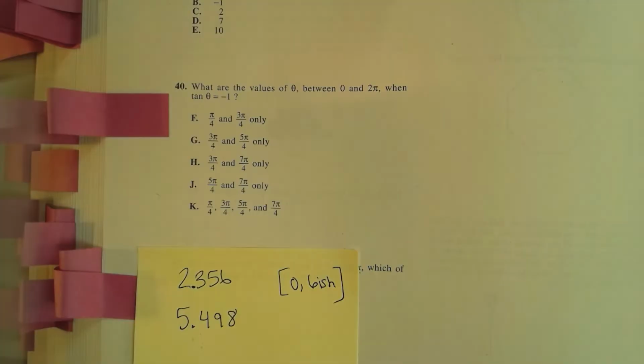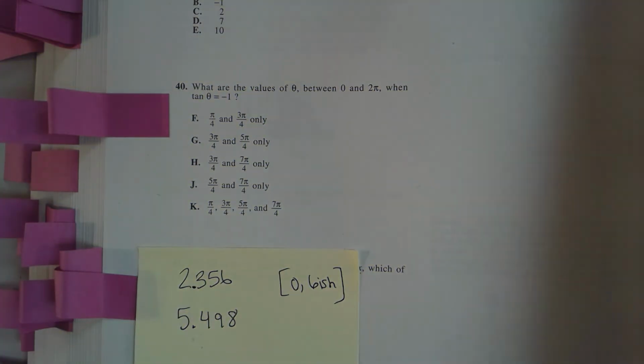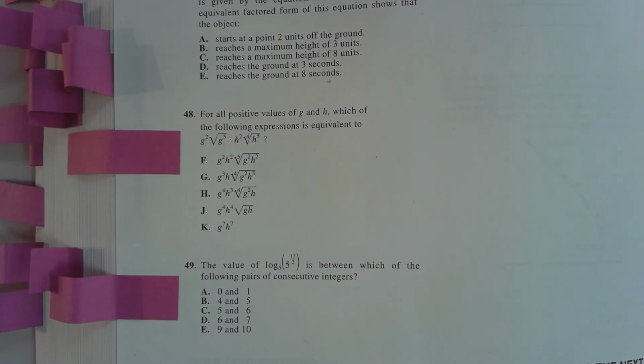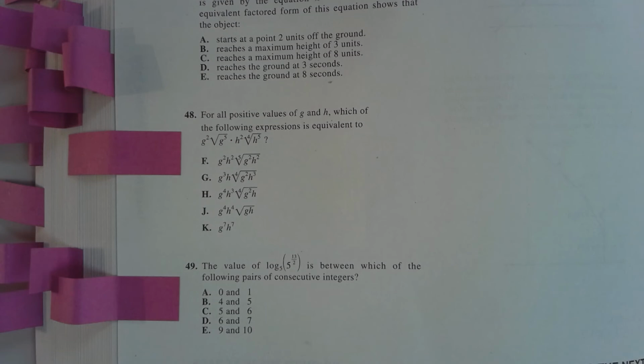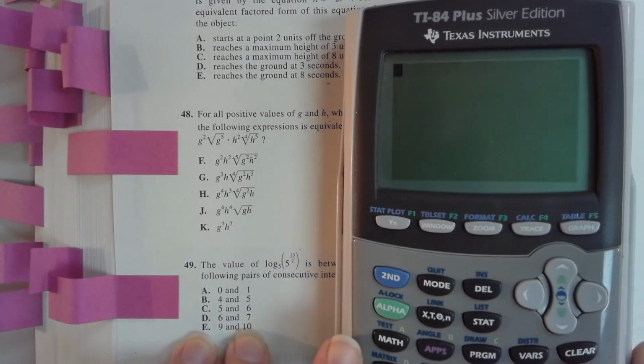Okay. All right. We're going to do one more out of this book here, and that would be number 49, which of course is at the bottom of the page. And it says the value of log base 5 of 5 to the 13 halves is between which of the following pairs of consecutive integers. I'm going to use the 84. Not that it matters, it just feels like I haven't used it in a while.